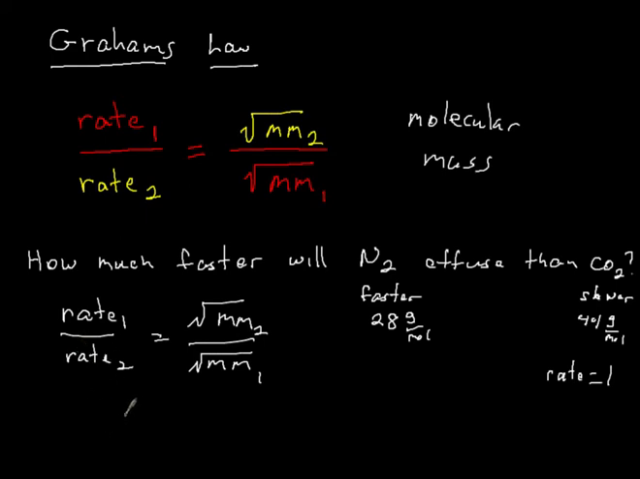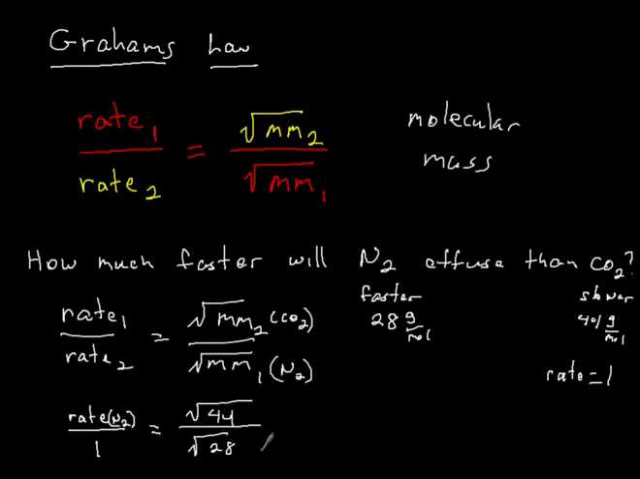Let's set the rate, and we're going to make that rate 2. We're going to make that the denominator, because when you divide by 1, you get a whole number. So that's why we're going to put that as our 1 there. So this is going to be our rate of nitrogen. And then we're going to plug in our molar mass. This would be CO2 on the top and molar mass of nitrogen on bottom. So square root of molar mass of 44, square root of the molar mass of 28.